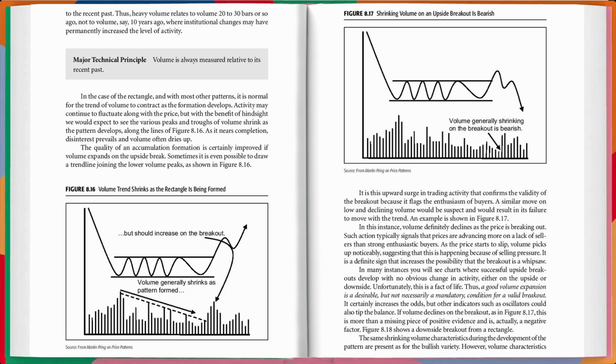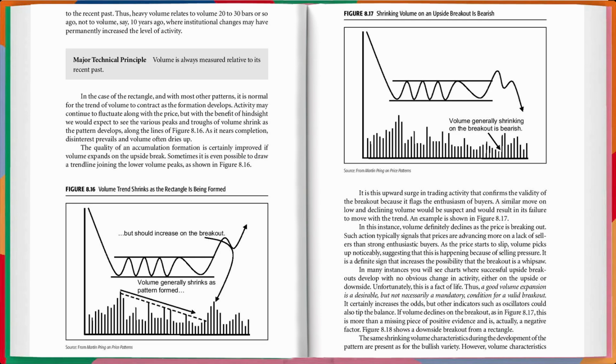The quality of an accumulation formation is certainly improved if volume expands on the upside break. Sometimes, it is even possible to draw a trend line joining the lower volume peaks, as shown in Figure 8.16. It is this upward surge in trading activity that confirms the validity of the breakout because it flags the enthusiasm of buyers. A similar move on low and declining volume would be suspect and would result in its failure to move with the trend. An example is shown in Figure 8.17.